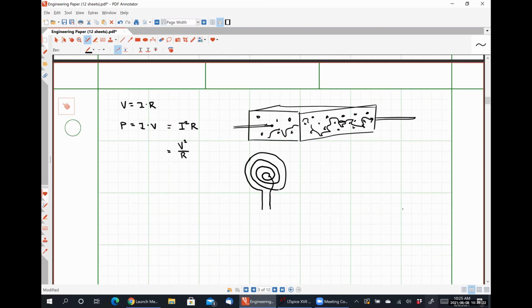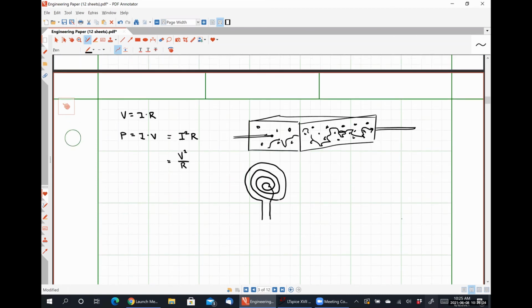Any thoughts? Any guesses? Maybe to increase the length so the resistance is higher. That is exactly correct. That is literally why they are shaped the way they are shaped. It's to make those pieces of material that are resistive as long as possible so that the resistance is higher. That way you can apply a smaller voltage to generate the most amount of heat out of this thing.